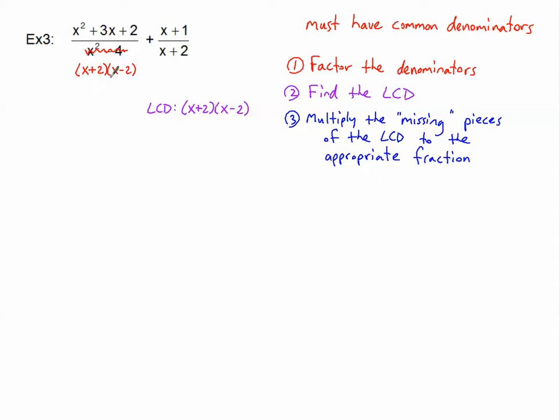That actually means that this denominator is already ready. So this first fraction is not going to change. It already has the x plus 2, and it already has the x minus 2. So the numerator is just going to be the same. Not doing anything with this first fraction. But the second fraction only has the x plus 2. It's clearly missing the x minus 2.